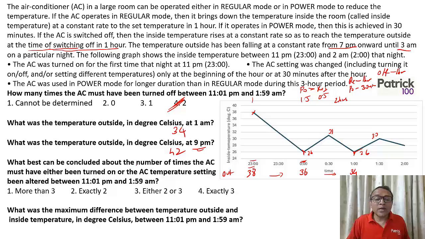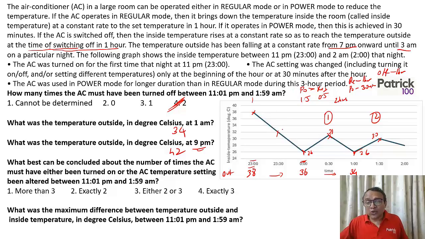What can be concluded about the number of times the AC must have either been turned on or the AC temperature setting has been altered between this? So if you look, it is between this time. So I know it was turned on at 12:30, that is one time for sure. It must be turned on at 1:30, second time for sure. Now at 11:30, it could have been or not, we have to check.